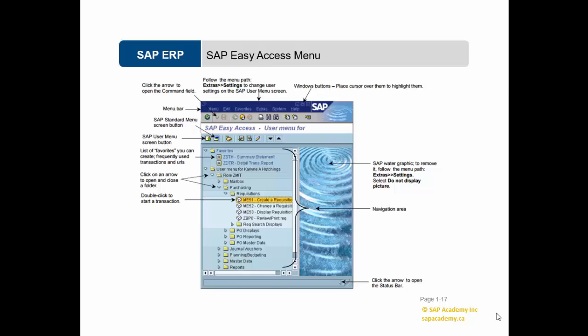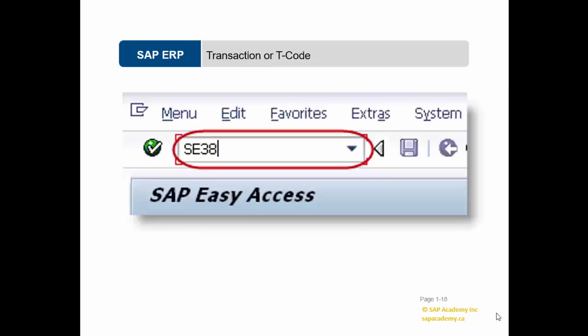A transaction code or T-code is a 4-character command that tells the system the location of a task. Each SAP screen has a unique transaction code. A transaction code may contain only letters such as ZSTM or a combination of letters and numbers such as SE38.